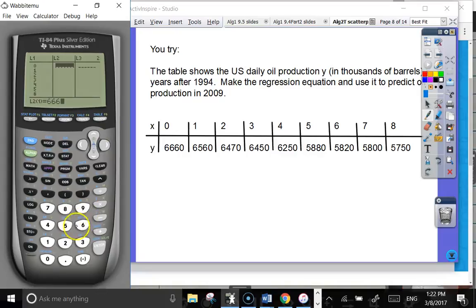6660, 6630, 6560, 6470, 6450, 6425, 6250, 580. Keep doing that. Delete, delete, delete. 625, 580.